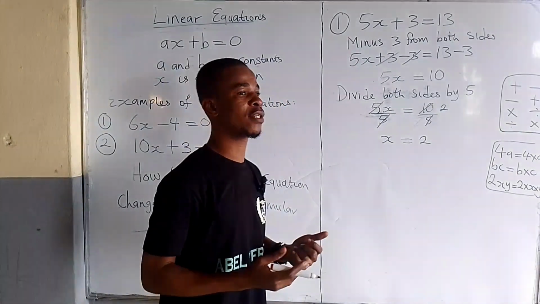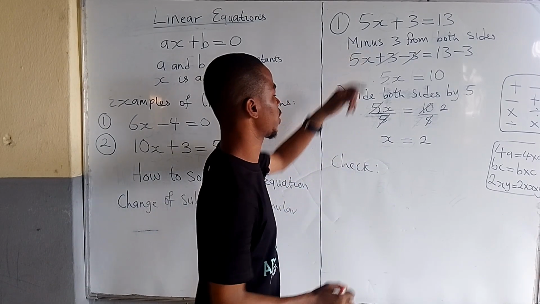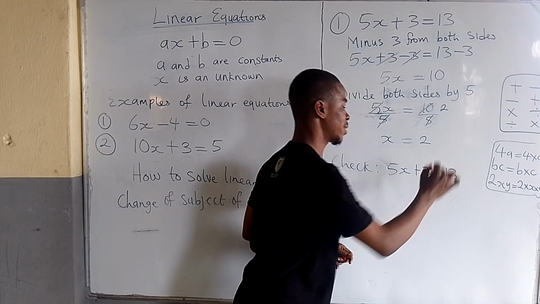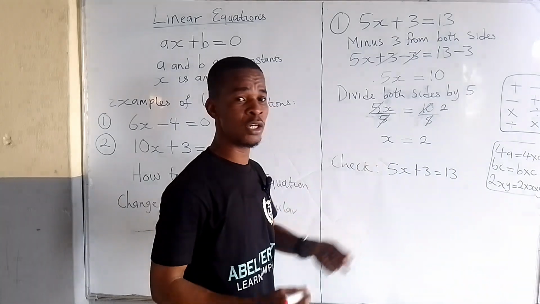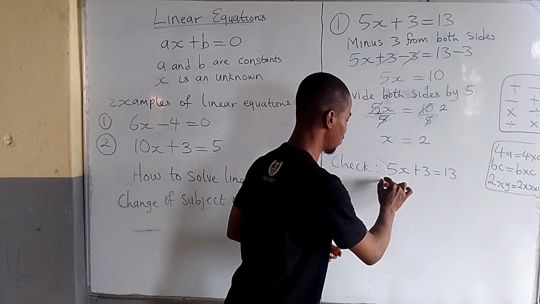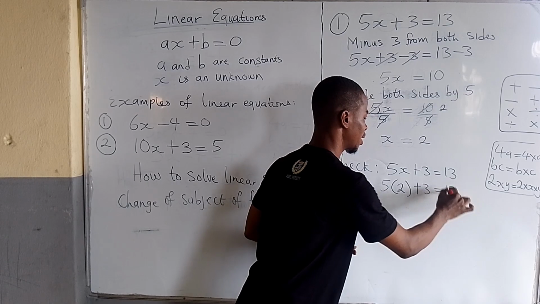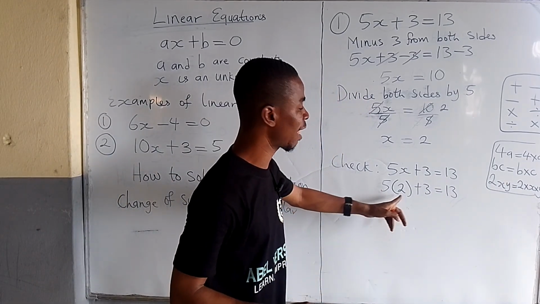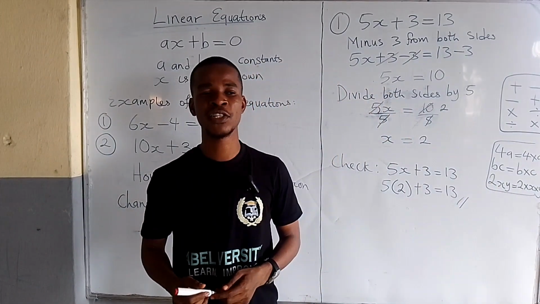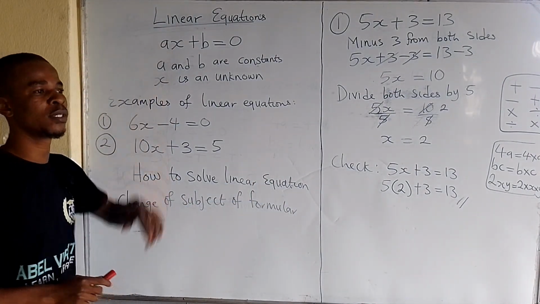Now to check whether we are correct or not, we can simply do a check. What is our initial equation? 5x plus 3 equal to 13. And we know that the value of x from our calculation was 2. So we replace x with 2. That becomes 5 multiplied by 2 plus 3 equal to 13. Now let's ask ourselves, 5 times 2 is what? 10. And 10 plus 3 is 13. That means this is what? Correct. So this is all you have to do for solving for the unknown variable of a linear equation.